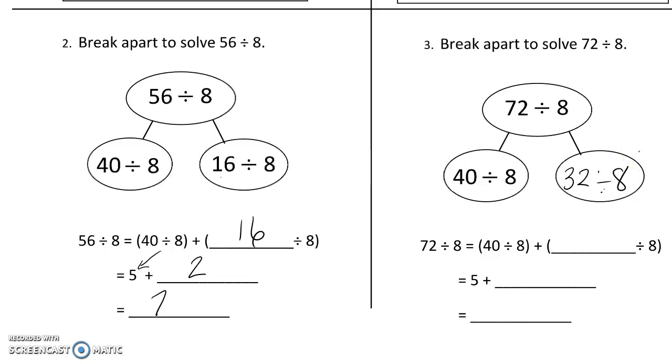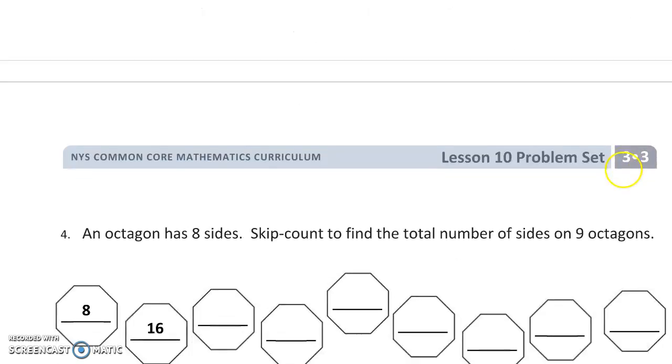All right. So my main problem is 72 divided by 8. So I've got the 40 divided by 8 piece. I add that to the other piece, which is 32 divided by 8. Then I solve those pieces. So 40 divided by 8 is 5, and 32 divided by 8 is 4. And 5 plus 4 is an easy problem, that's 9. So the answer to 72 divided by 8 is 9. All right, let's go to the next page.